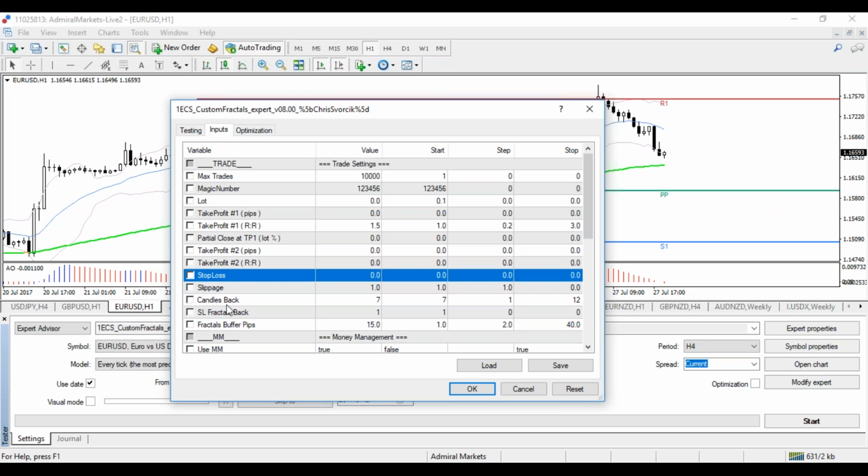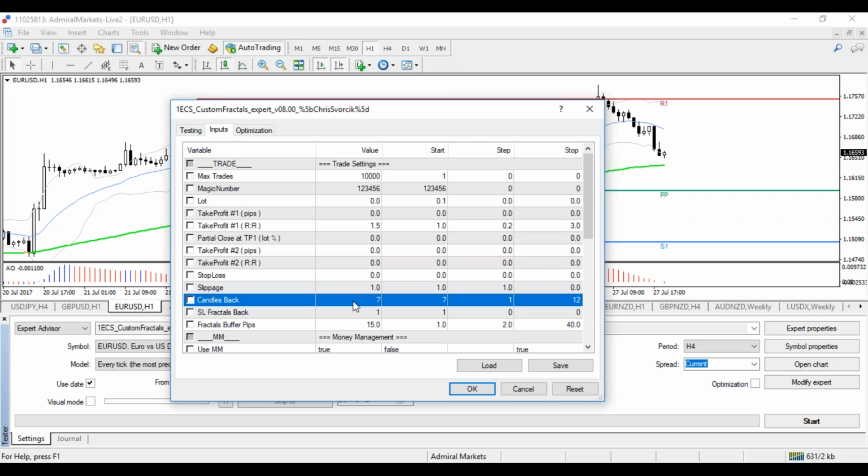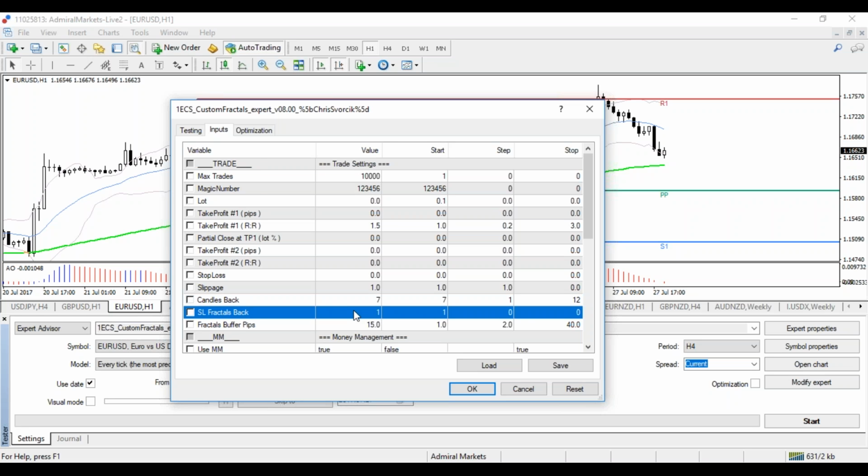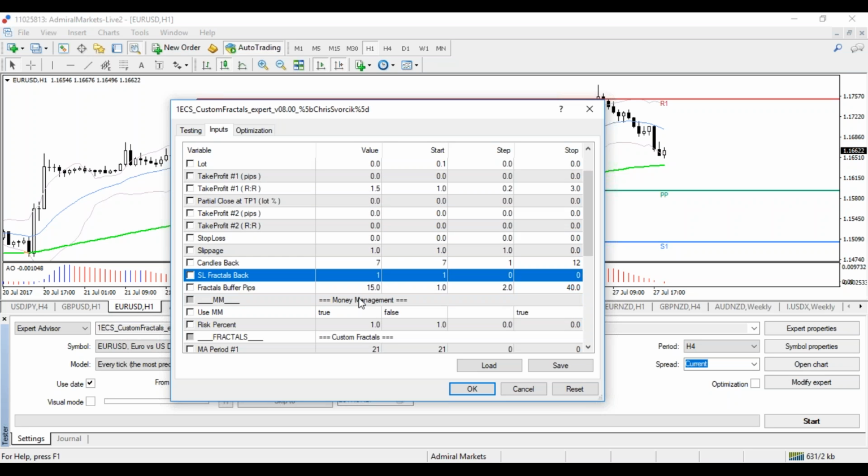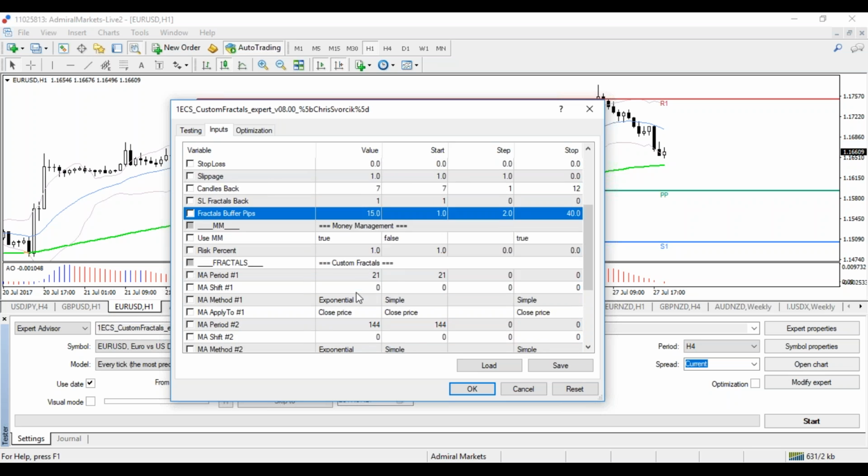This is candles back, the time factor. Do I use 5 to 6 candles or 7? I use 7 in this case. And these are variables I need to test. How many fractals of a trail stop loss do I use? 1, 2 fractals back. And how many pips behind the fractal do I trail stop that fractal?